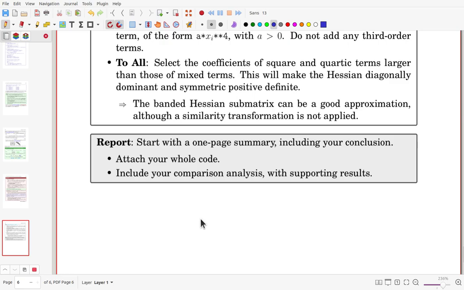Here is how to report. Start with a one-page summary, including your conclusion, and attach your whole code, and also include your comparison analysis with supporting results. Okay, this is your project, and you will work on it after spring break. Okay, thank you.